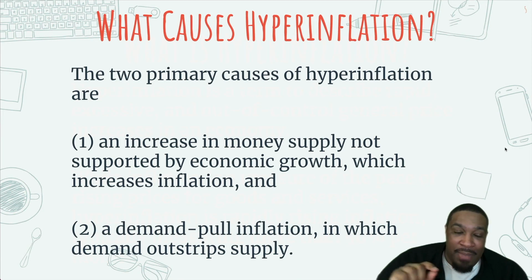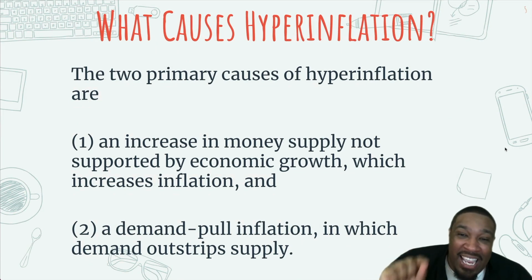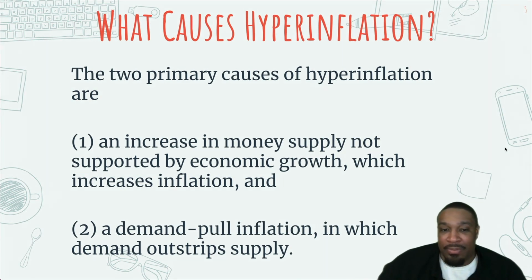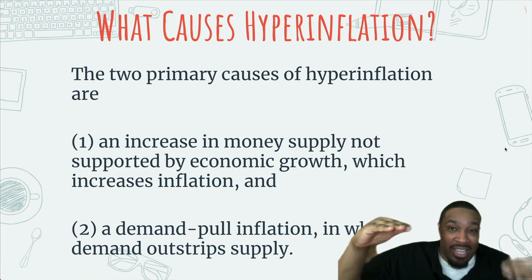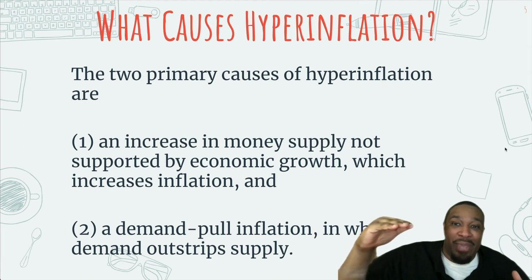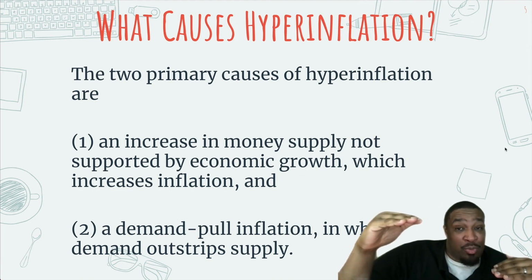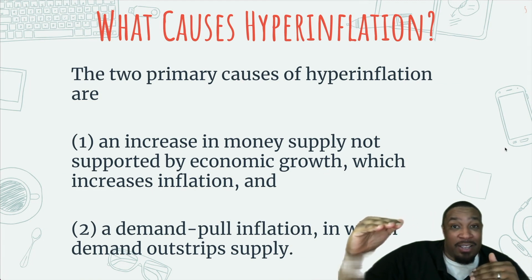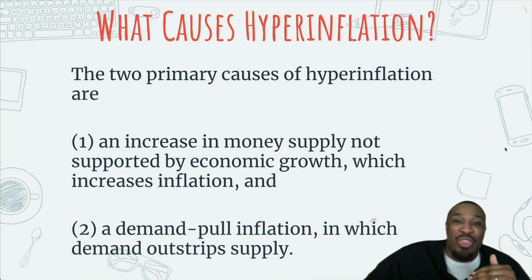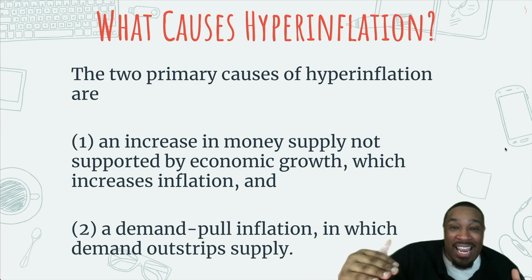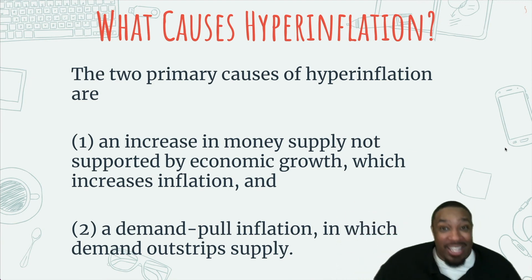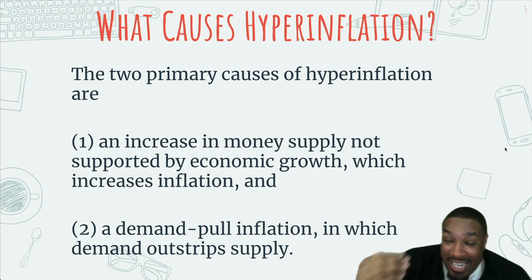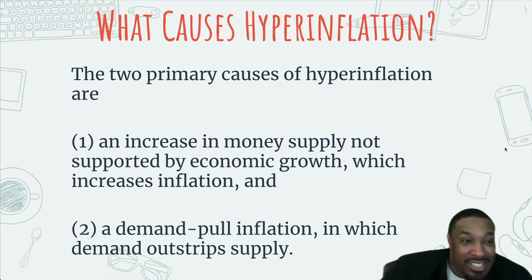But then come back and look at this. Number one, an increase in the money supply not supported by economic growth. All right. So we had the production to go down, but we still had demand. That's one way where hyperinflation could be caused. And then we threw money at everybody into the system. It really threw everything out of whack. And that's how we have these higher prices.